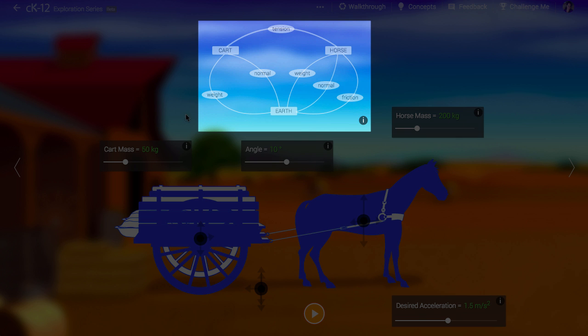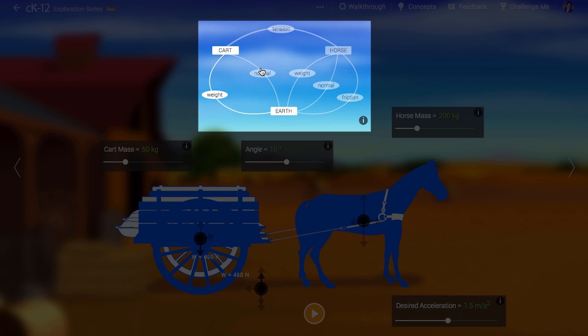As you can see, there are three major objects in this system, the cart, the horse, and the earth. These three objects are interacting with one another through a variety of forces. For example, the gravitational force, also known as the weight, is a force applied by the earth separately to the cart and the horse. Newton's third law says that this force is also acting on the earth, just in the opposite direction. So just as the cart and horse are each pulled downward by gravity, the earth is pulled upward by gravity. Strange idea, huh?